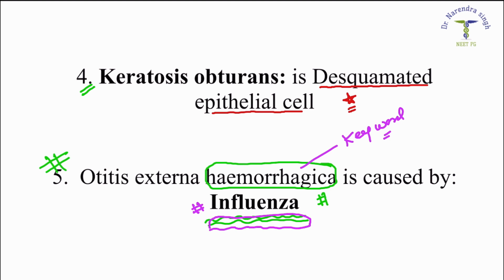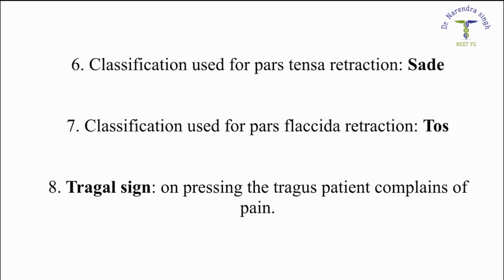Now going on to question number 6, which asks about the classification used for pars tensa retraction. We know that the tympanic membrane has two parts, the pars tensa and the pars flaccida, and both can have retractions. Retraction in pars flaccida can ultimately result in cholesteatoma formation and retraction pocket. Retraction in pars tensa is most commonly caused by Eustachian tube dysfunction. So the classification used for pars tensa retraction is the SADE classification.